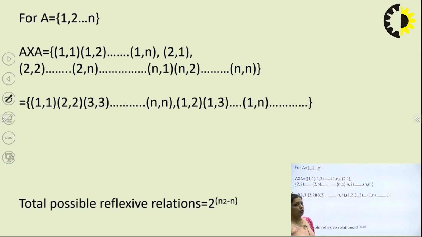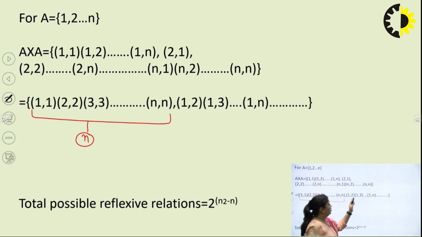Now we'll be talking in general. If my set A has n elements, that is 1, 2, 3 up to n, then how many reflexive relations are possible? Then again we'll see A cross A will contain 1, 1, 1, 2 up to 1, n. Same way it will continue 2, 1 up to n, n. Now, the same Cartesian product, I can list down, I have taken all the diagonal elements on one side and then separated by commas, I have taken all the other elements. So, if I talk about these diagonal elements, how many diagonal elements I have in total? I have a total of n diagonal elements.